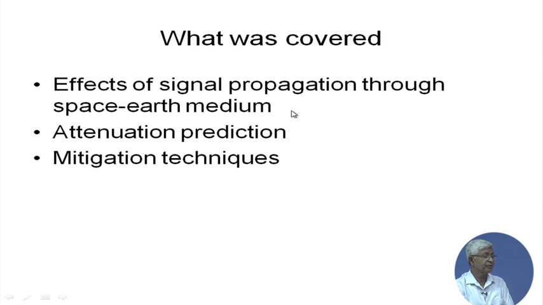So with all this, what we covered is the effect of signal propagation through the space-earth medium, attenuation prediction, and mitigation techniques. With this we close signal propagation through the medium, its effects, and the mitigation for them. Thank you very much.